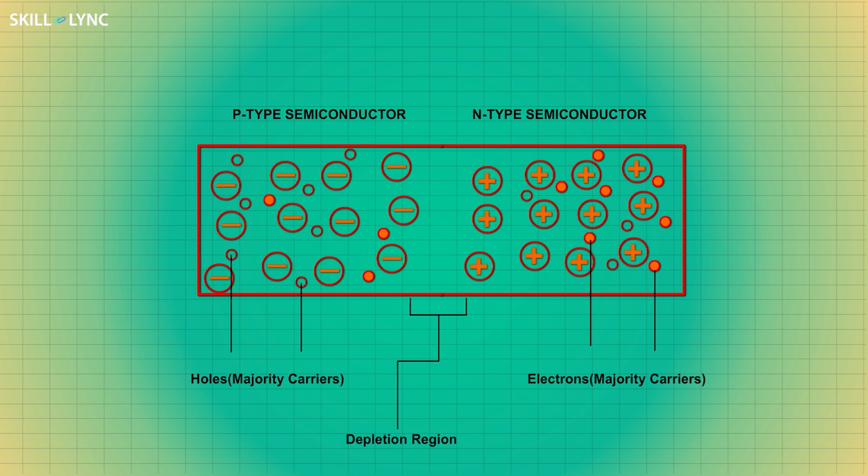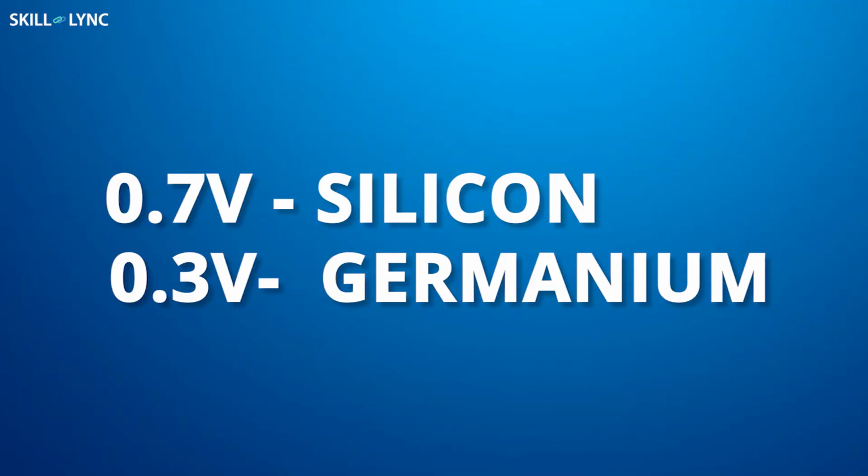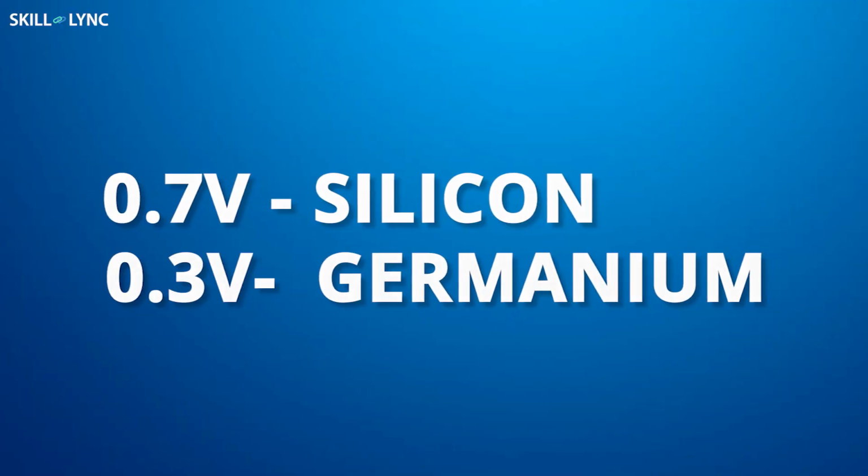A layer is formed between the two junctions and is termed as the depletion region. The electrons will be repelled by the negative ions on the P side. Thus, a potential difference is developed across the junction and is known as junction potential difference. The junction potential difference is 0.7 volt for silicon and 0.3 volt for germanium.